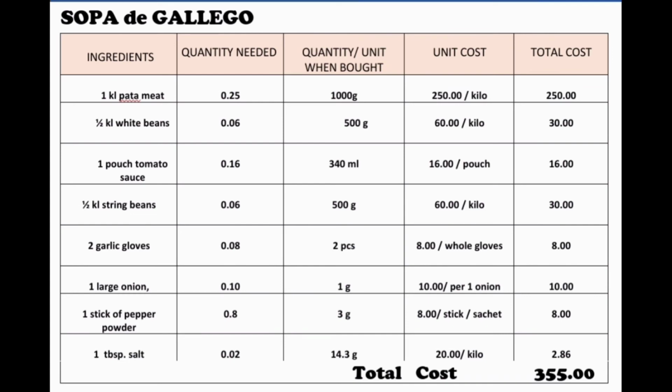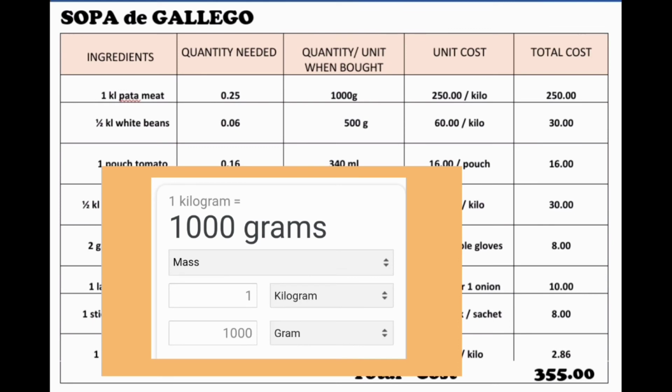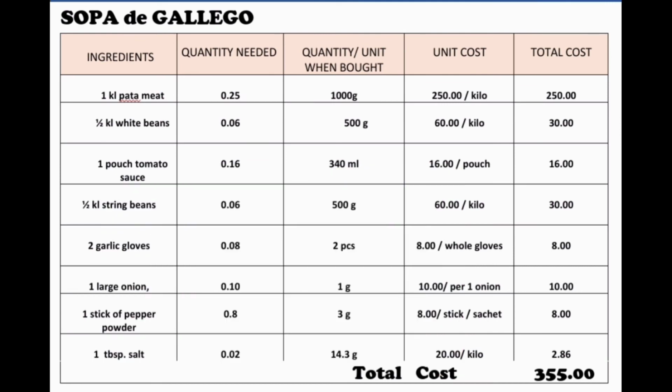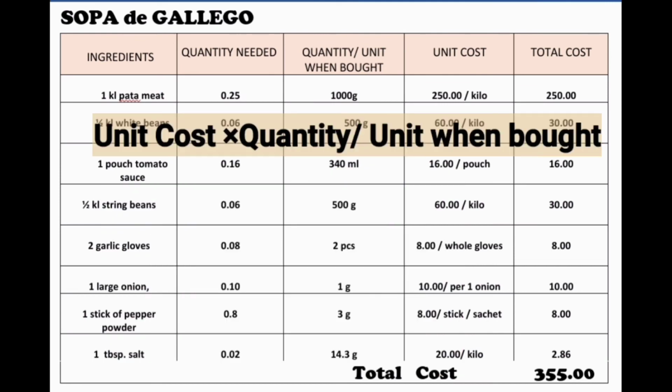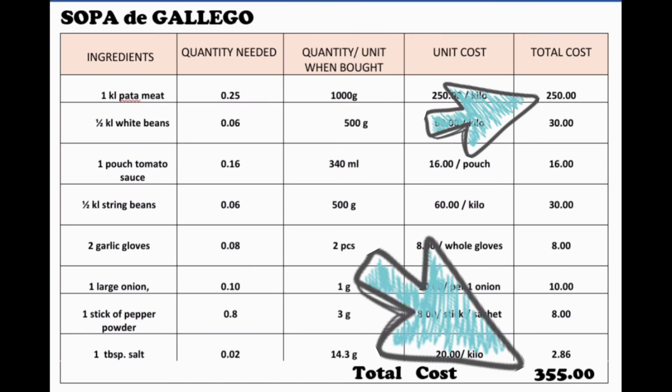I have here my menu costing table: the ingredients, quantity needed, quantity or unit when bought, unit cost, total cost. So how did I get my total cost? First, you have to convert 1 kilo of meat to gram, which is 1,000 gram. After, multiply unit cost and quantity or unit when bought, and so on. Then you can get the total of your menu recipe.